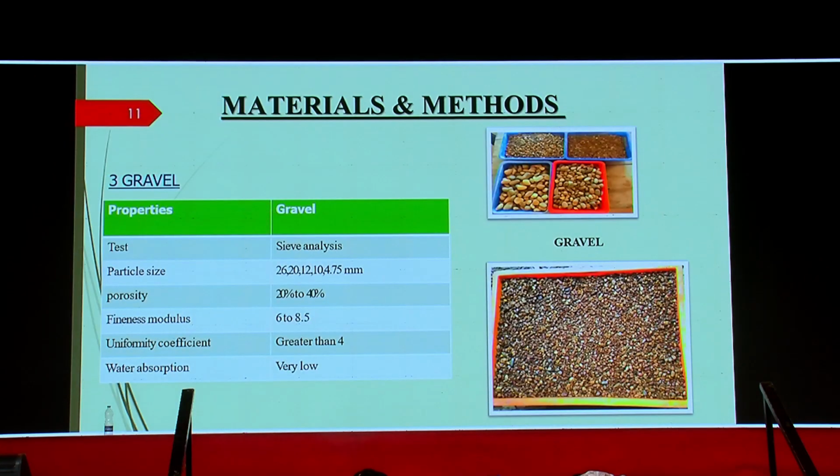Next is gravel, used in this project. For this test, sieve analysis, the particle sizes used are 26 mm, 20 mm, 12 mm, 10 mm, and 4.75 mm. The porosity is 20% to 40%, fineness modulus 6 to 8.5, uniformity coefficient greater than 4, and water absorption is very low.